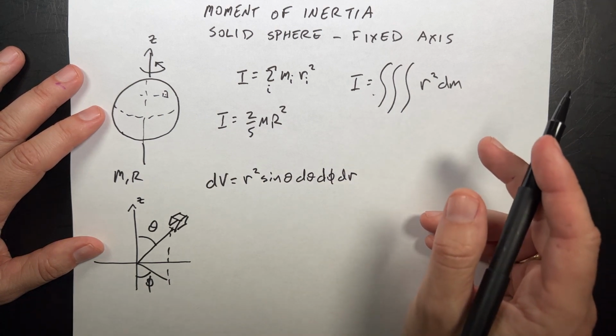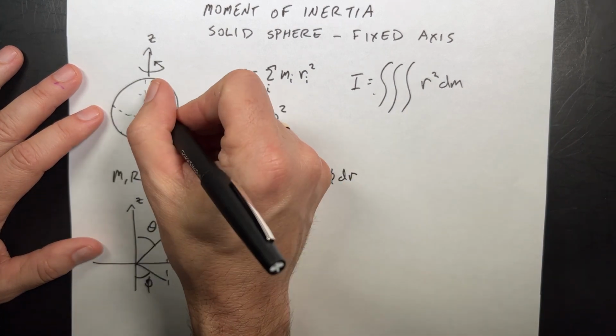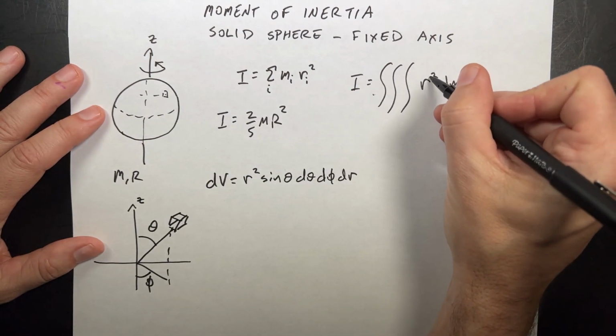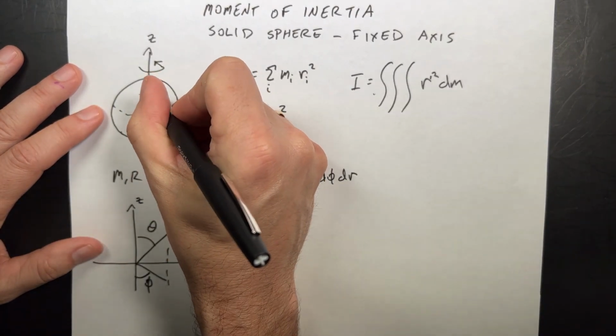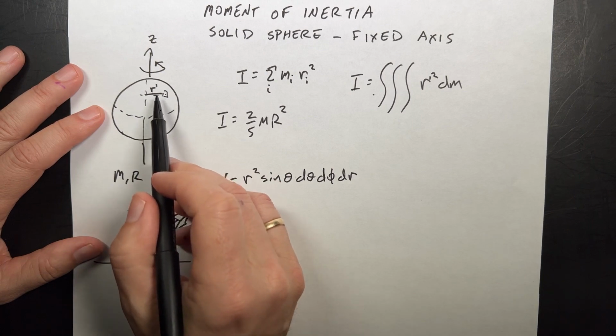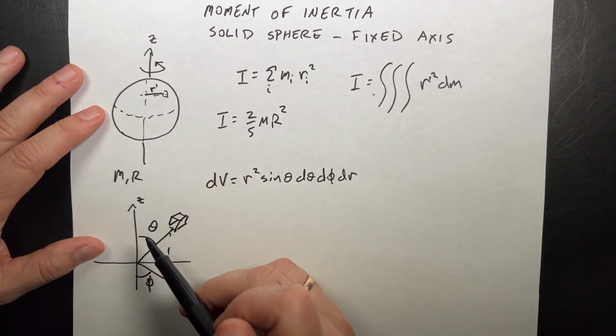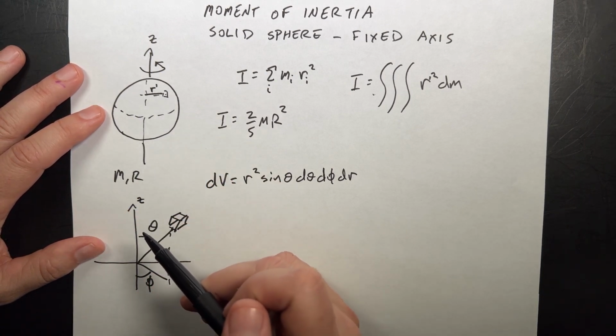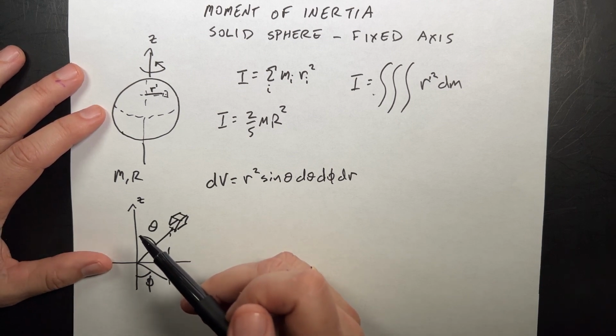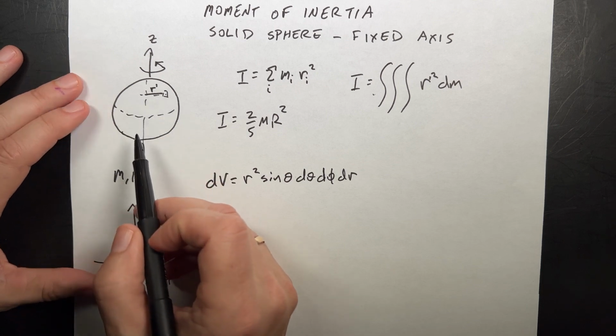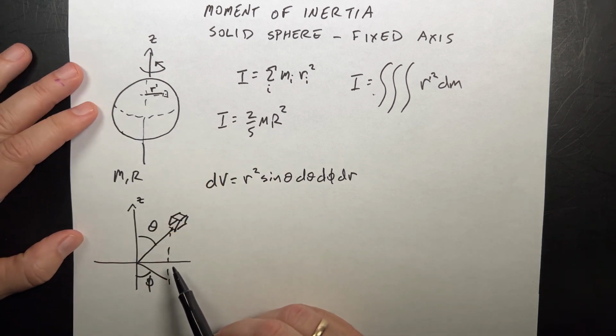Now, let's be careful here. Remember, I'm actually going to call this r prime, because it's the distance from the axis of rotation, not the spherical coordinate r. Those are different things. Okay, so yes, if I want to integrate over the volume of a sphere, I should probably use spherical coordinates.